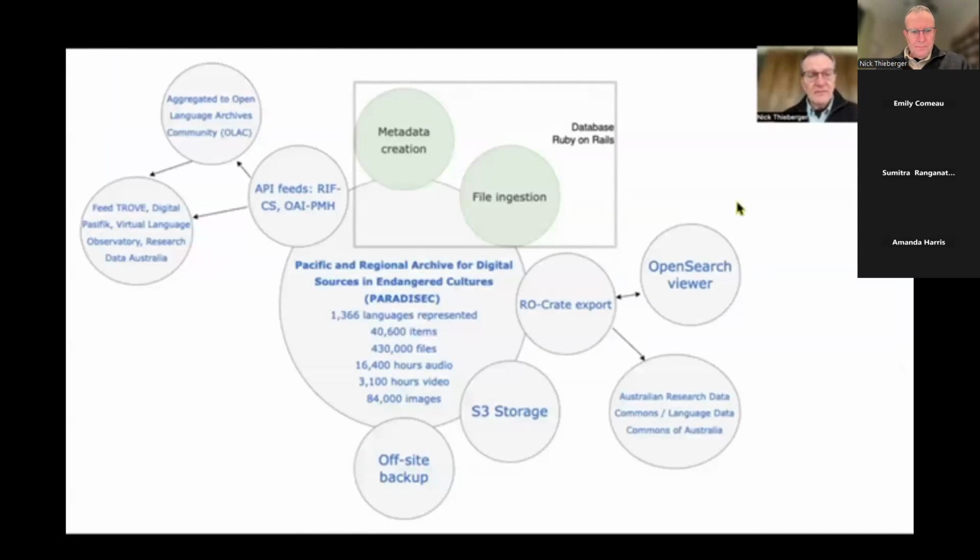So you can see here we have the PARADISEC collection. It has API feeds, as I said, that go off to various aggregators and presentation systems. The catalog itself is still running in Ruby on Rails as a database, but now we have an RO-Crate export, and that allows an open search viewer, which I'll show you a demonstration of in a moment, but it also pushes out that collection so that the Australian Research Data Commons and the Language Data Commons of Australia can all read that material because it's in this common format. Everything's backed up, and we back up the RO-Crates as well.